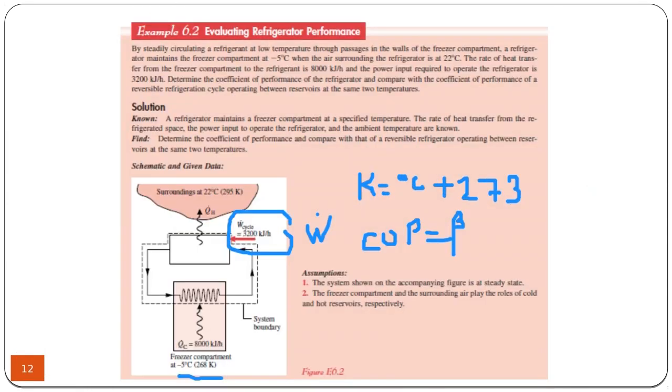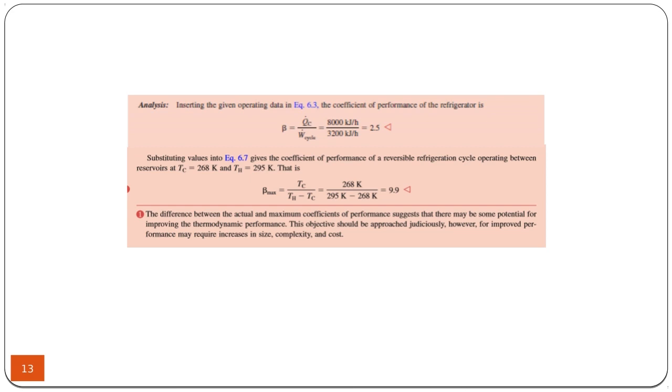So beta COP is equal to output, which is the cooling energy here, 8,000, divided by the input, which is 3,200. So this is the coefficient of performance of a refrigeration system, the actual coefficient of performance. It turns out that the coefficient of performance of this actual system is 2.5. On the other hand, the theoretical coefficient of performance of the reversible system, the Carnot refrigerator, is found to be 9.9.